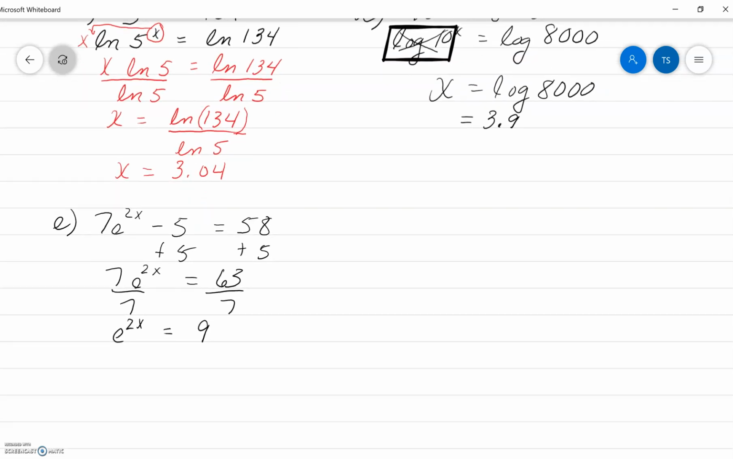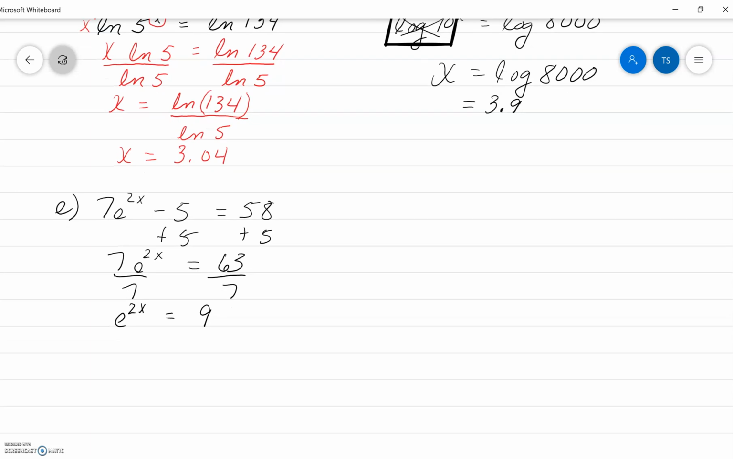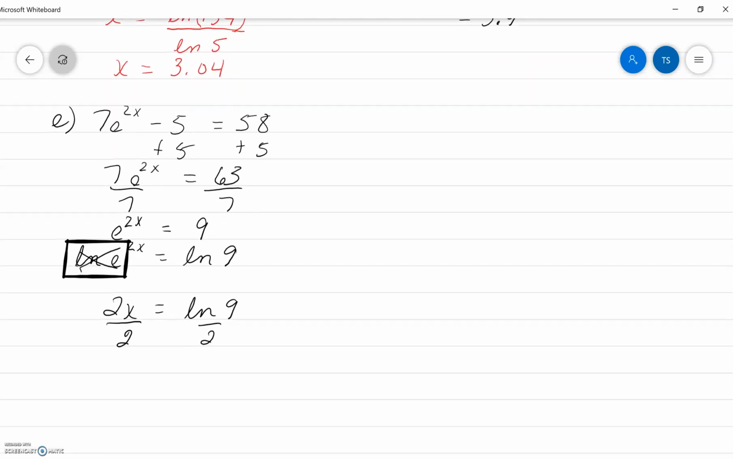At this point, we're going to use the natural log. I'm going to take the natural log of both sides. The natural log of e to the 2x equals the natural log of 9. Well, here is that special situation. Again, those guys cancel out. Bye-bye. Leaving you with 2x equals the natural log of 9. Divide by 2. And you get x equals approximately 1.10.